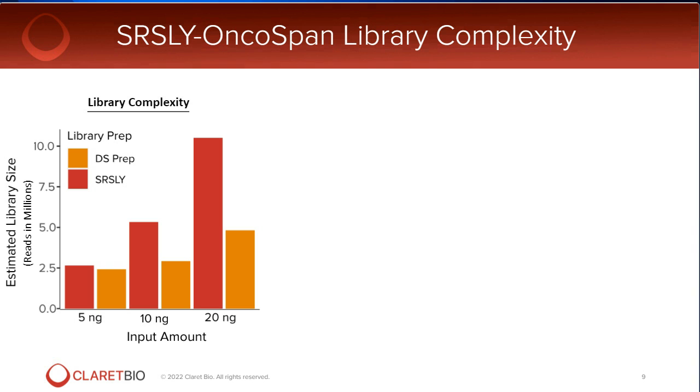You see here that as input increases, the complexity, the estimated number of unique molecules, increases for both SRSLY and the double-stranded prep, but SRSLY increases faster, so that there's almost a linear increase. The reason this is important is that with more complexity, generally the less sequencing depth you need in order to do the analyses that you're looking for, because you'll get fewer duplicates.